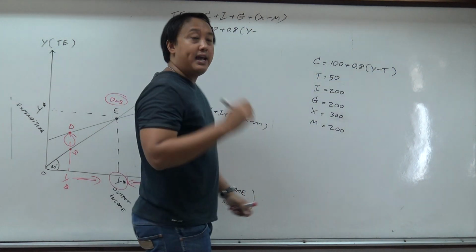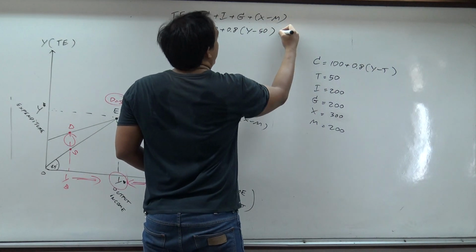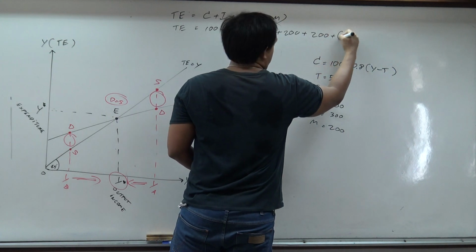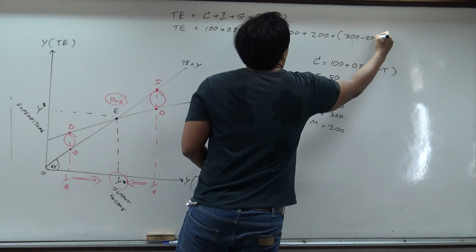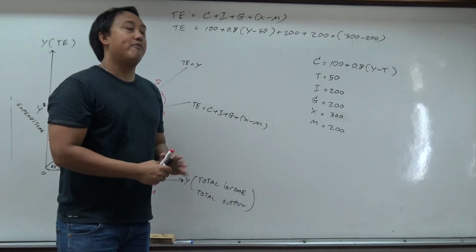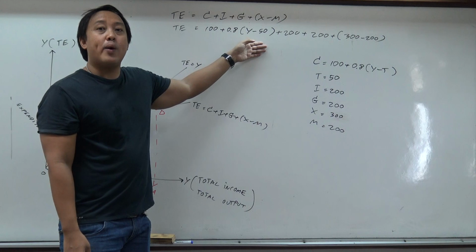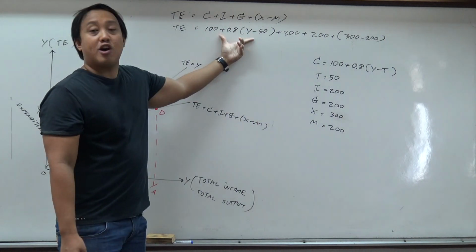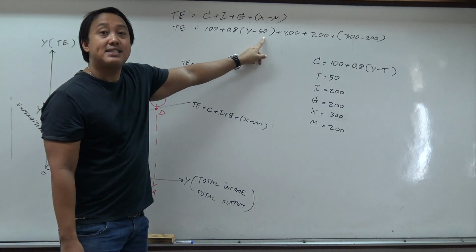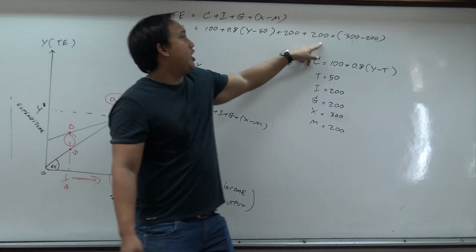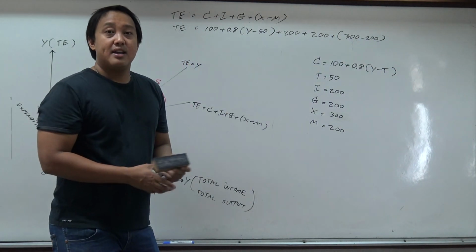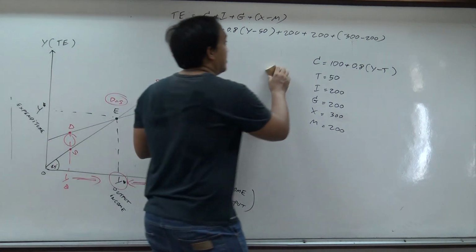T equal to 50. Investment equal to 200. Government spending equal to 200. Export equal to 300. Import equal to 200. This is what I have. Okay, I just put all the numbers I know into the equation, simple like that. This is consumption C, A plus B(Y minus T), T equal to 50, and I, G, X, M. I put everything I know into the equation. Done, okay? So then let me erase this one.